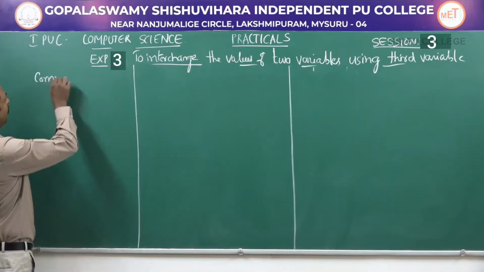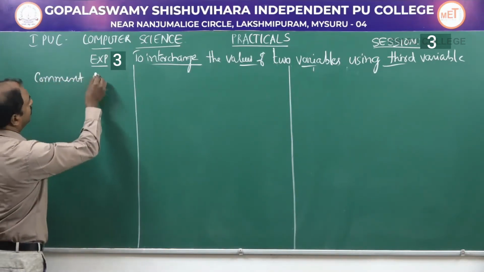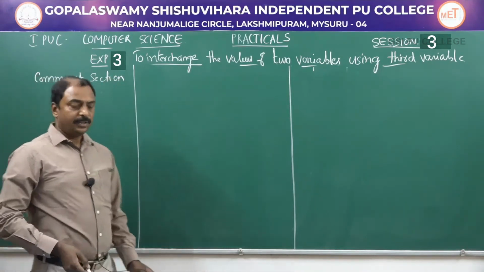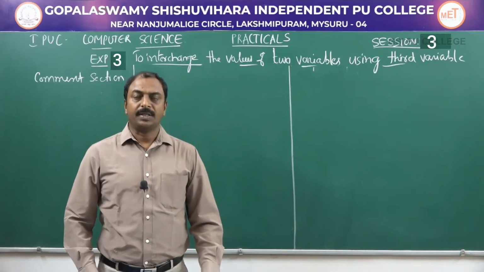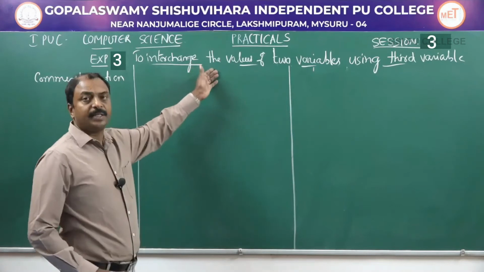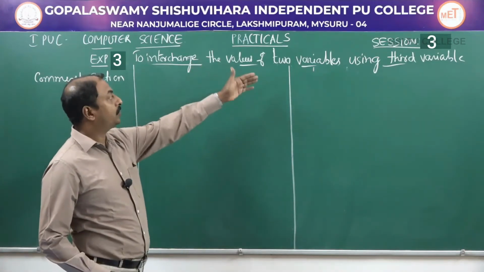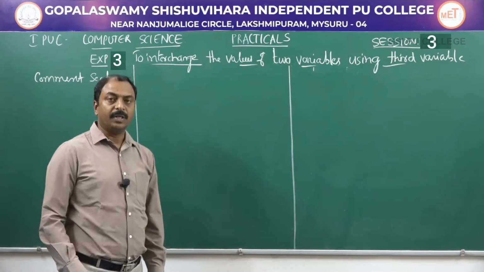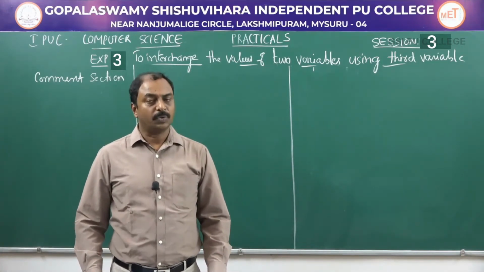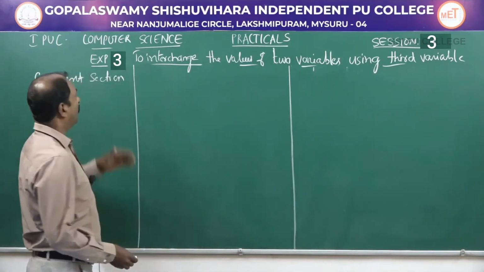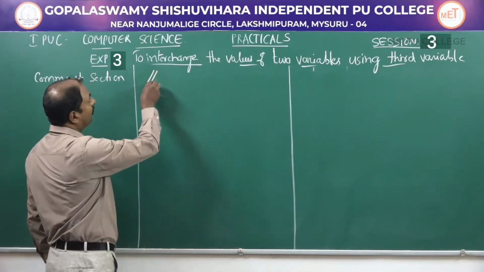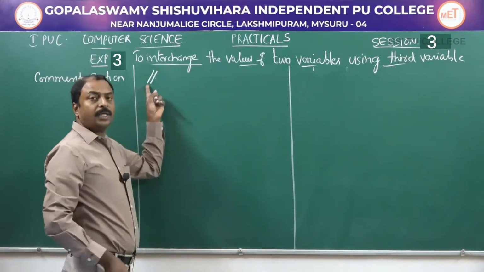First one is a comment section. Here the user or the programmer can write his own comment. For example, I can write the program name here: to interchange the values of two variables using third variable. So those types of statements we can write inside the program by using comments, and we write comments with the help of two slashes together without any space.